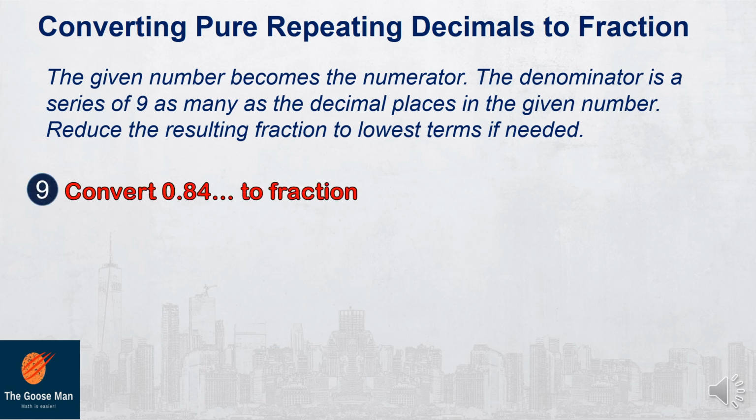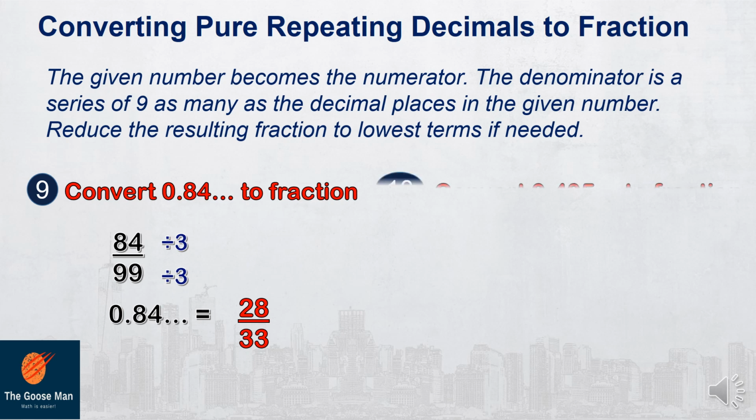So let's have example number 9. Convert 0.84 bar to fractions. So take note that 0.84 bar, so we have 84 over 99 because we have two decimal places. There are two repeating digits, namely 8 and 4. Then reduce 84 over 99. So divide both the numerator and denominator by 3. So we come up with 0.84 bar is the same as 28 over 33.